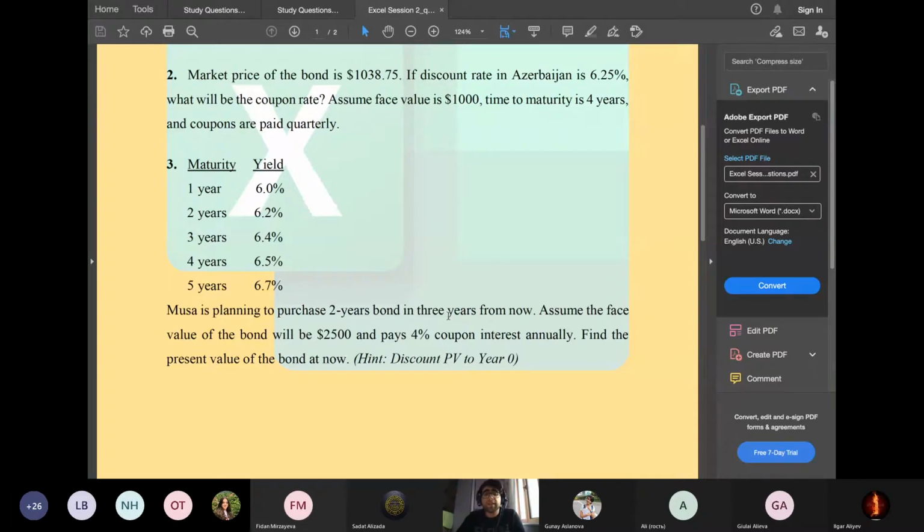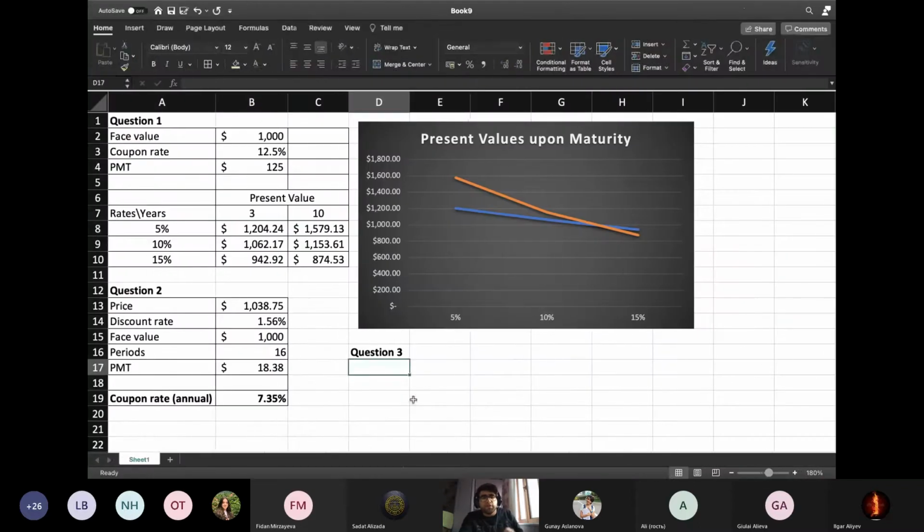At now means discounting the present value of the bond, or price of the bond, to year 0, because we will find the price of the bond in year 3, because the bond is purchased then. But we want to find the present value of this bond now at year 0. So let's start with maturities.